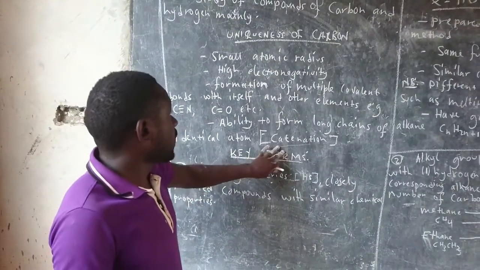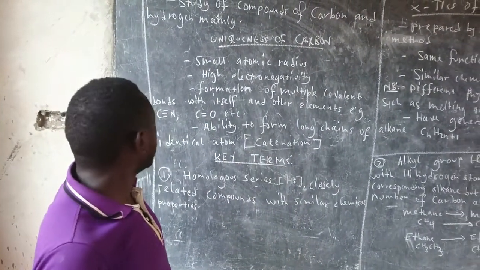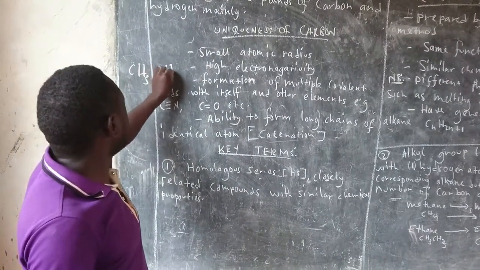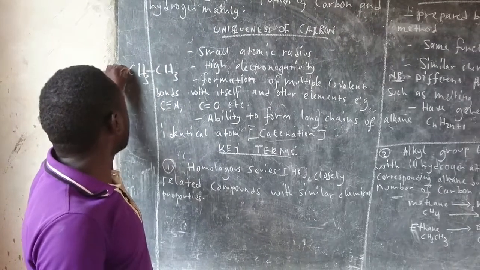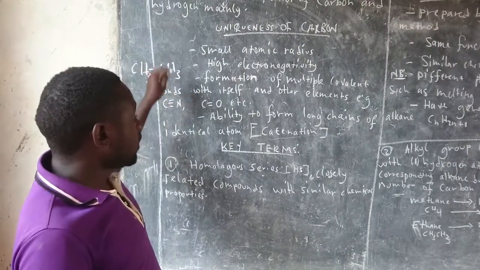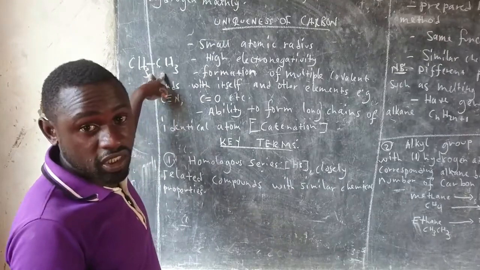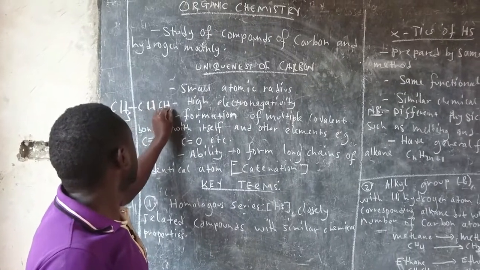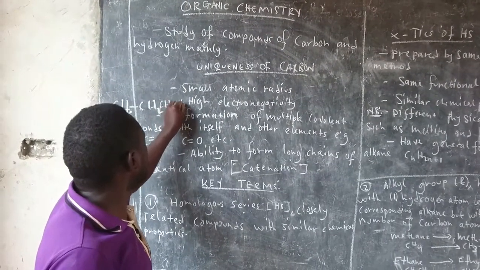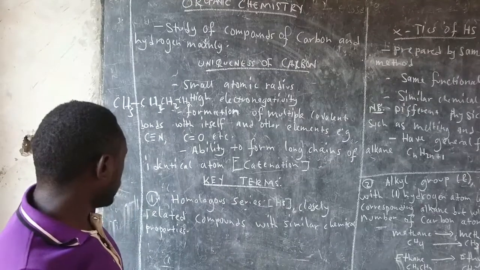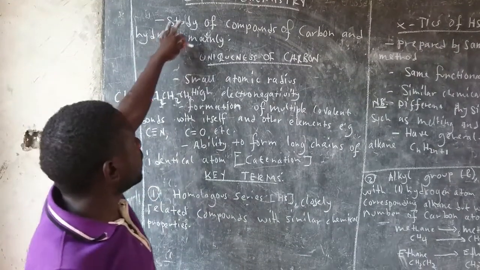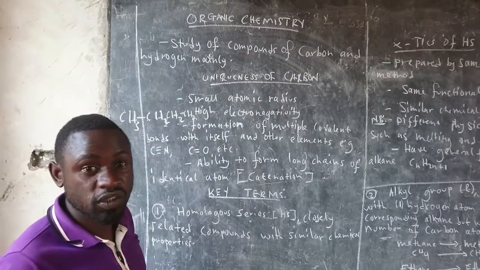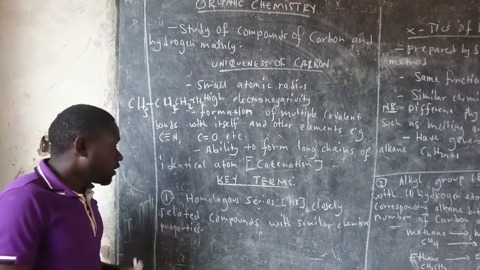A good example I can give you is ethane, CH3, the long chain between a carbon and another carbon. Even butane can do that. Butane has 4 carbon atoms, CH3, CH2, CH2, CH3. Since this is a new branch of organic chemistry, there are some terms we use to talk about organic compounds.